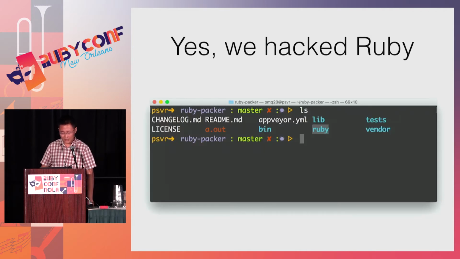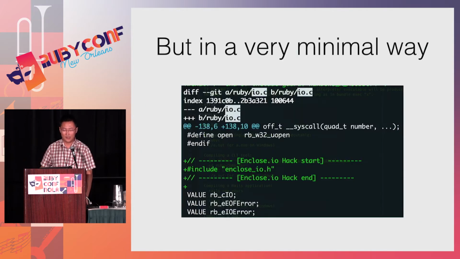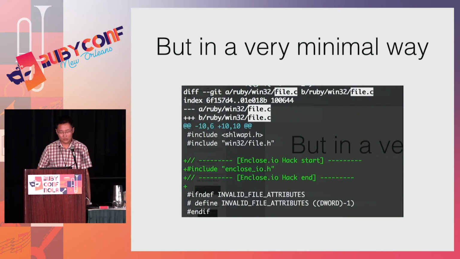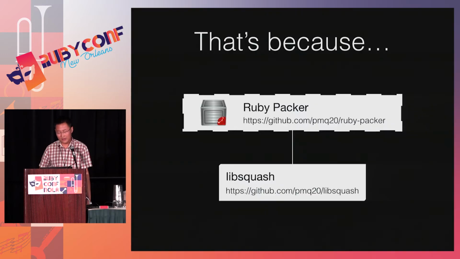So we did not change on the Ruby level. Yes, we hacked some code on the Ruby level, but in a limited way. Ruby's io.c is the source code for a lot of IO operations. We didn't change much. We just included an extra header to intercept some of the system calls. And most of the logic is actually inside this small library called libsquash. What is libsquash? That is actually the core part of it.